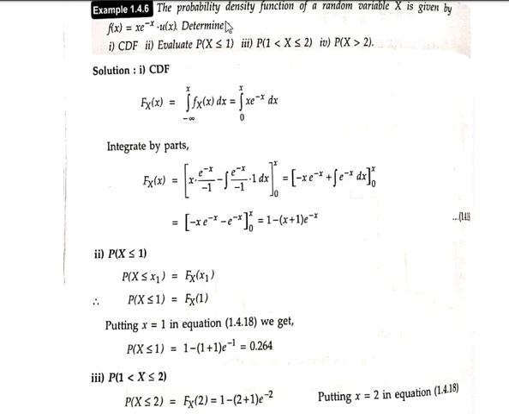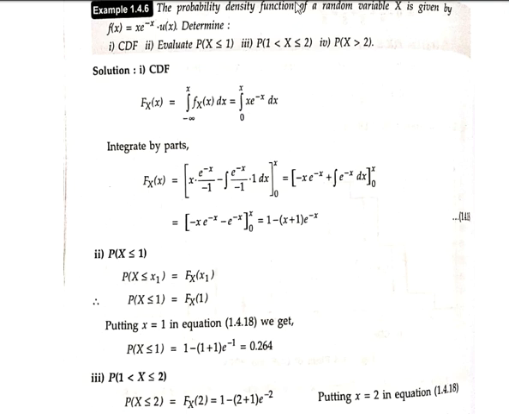Let's see the problems on PDF, probability density function, and CDF, the cumulative distribution function. So here the problem is, we know what is PDF and CDF. So let's solve some more problems so that we can solve any question if it comes.